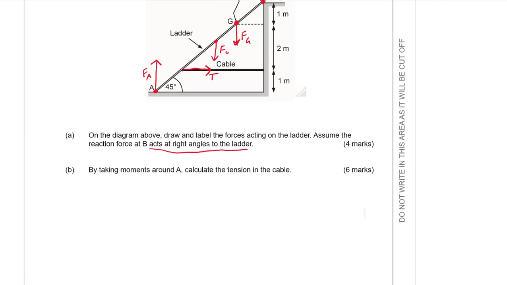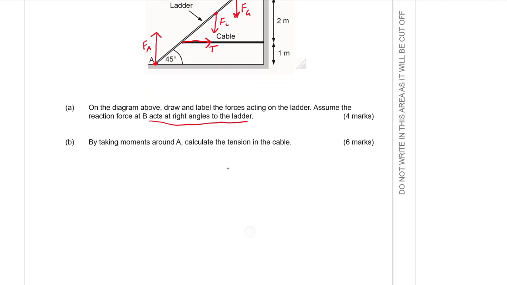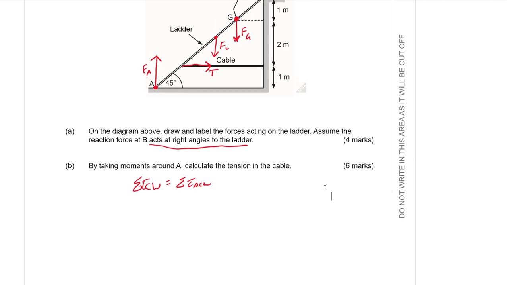So to solve this, you need to start with your assumptions. So what I would do is I would say that the sum of all the clockwise torques is equal to the sum of all the anti-clockwise torques. So the clockwise torques, I've got the torque due to G plus the torque due to the ladder plus the torque due to the cable, in this case, or the tension. And that's going to be equal to the torque at point B. So that's my starting point.